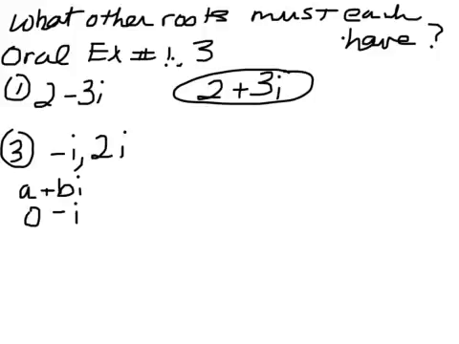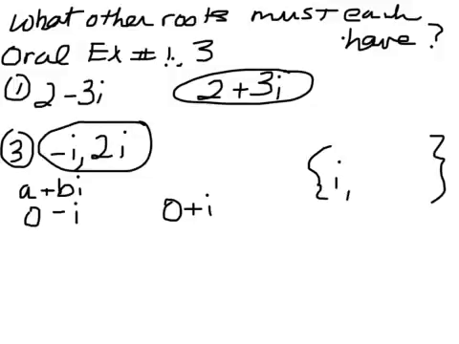So what would its conjugate be? Because the conjugate root theorem, again, says the conjugate will be a root. It would be 0 plus i, but how we would really write it would be i. So I'm going to list my answers over here in brackets. We already know these two are roots.